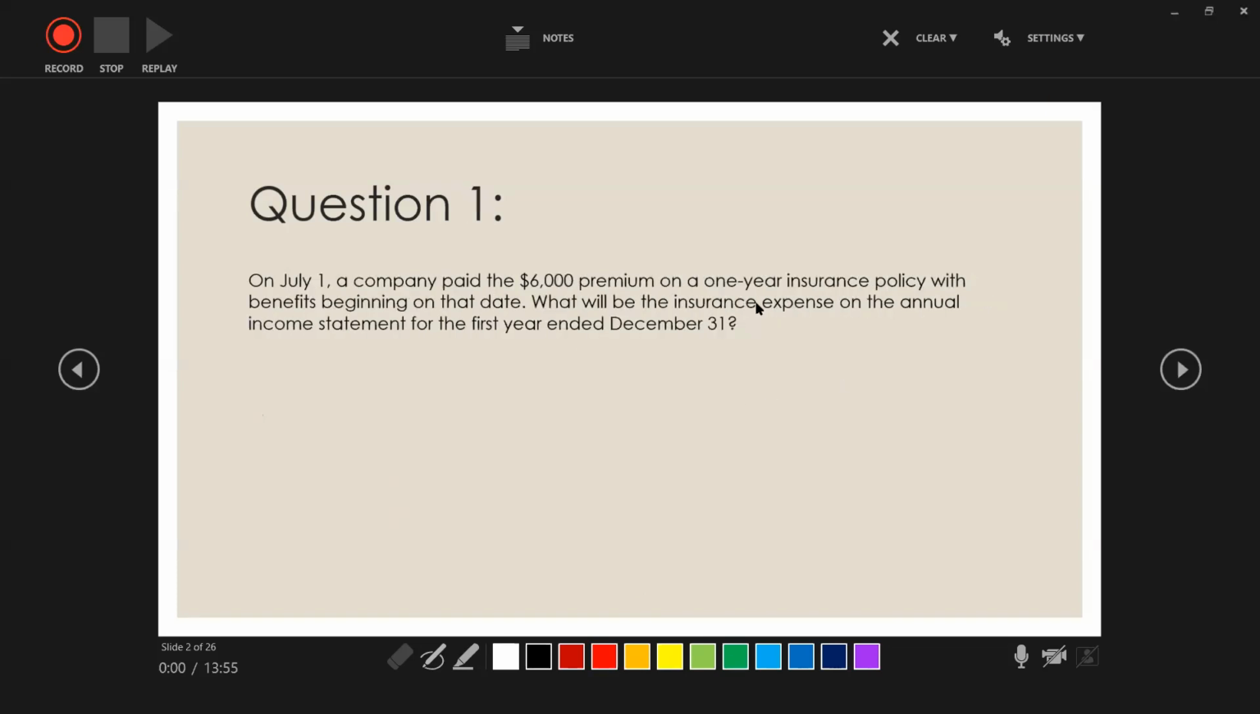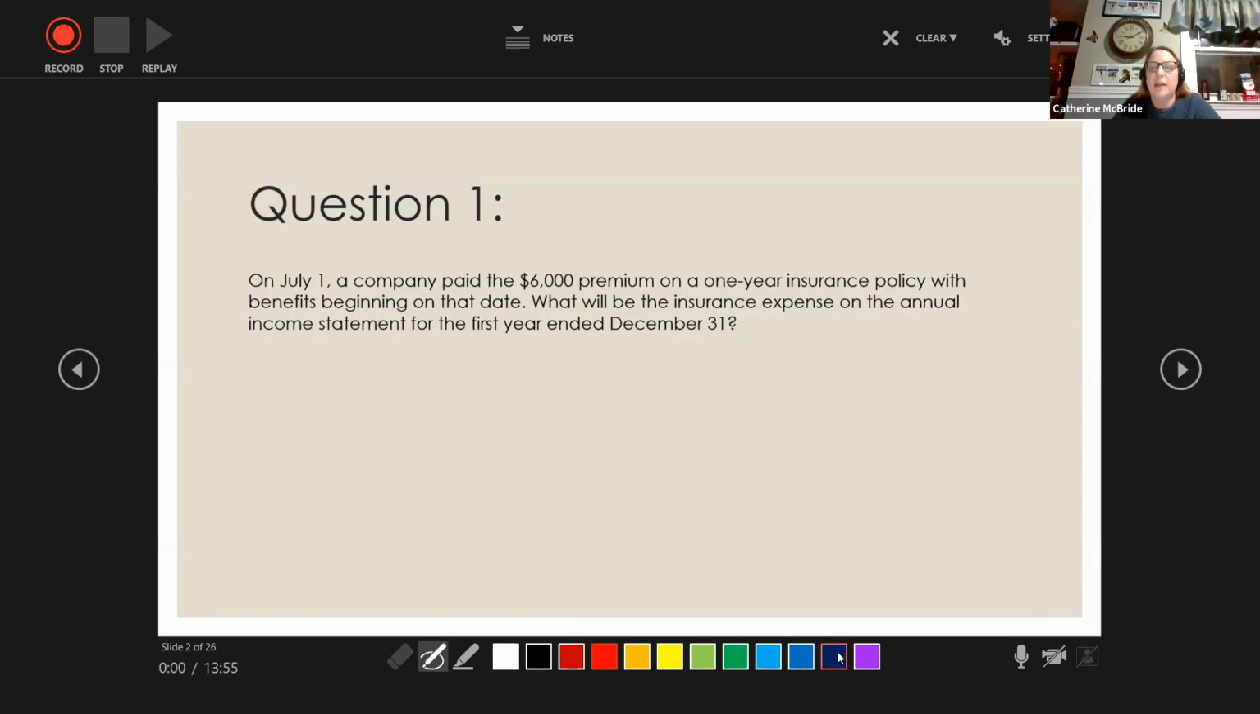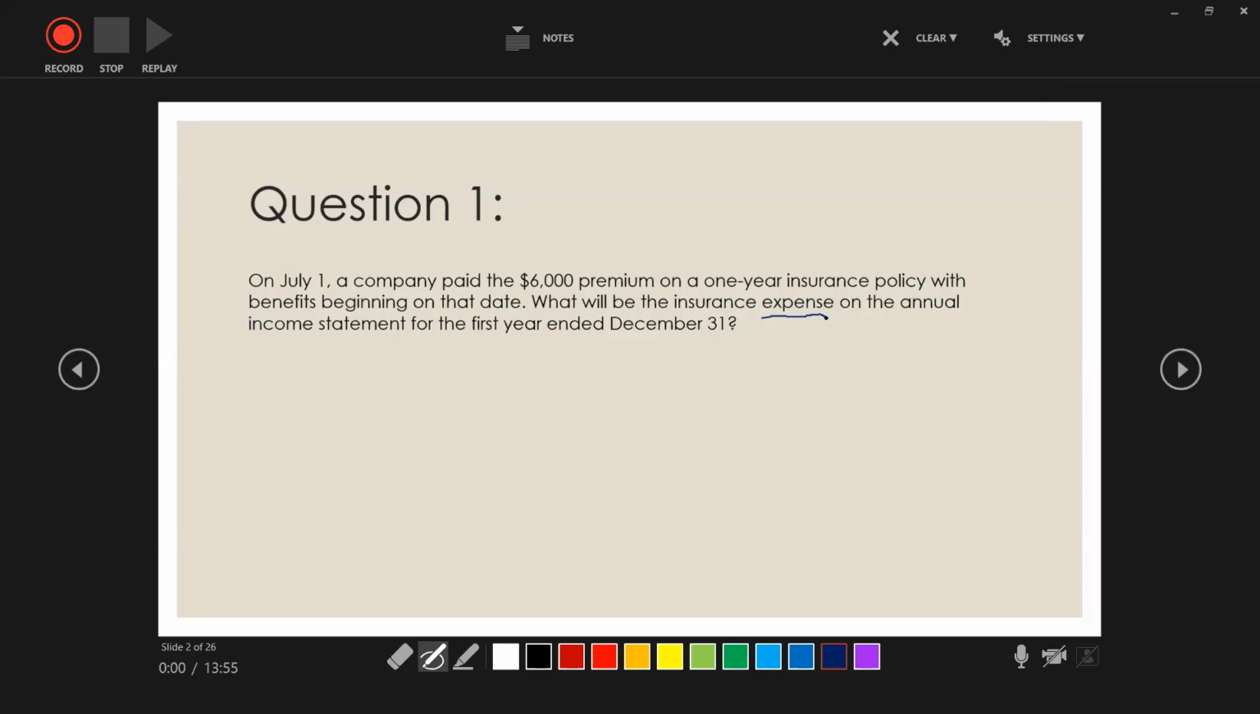$6,000 prepaid, or paid for the year. We know $6,000 was prepaid for the whole year, right? So if we prepaid $6,000 for the year, when did we do it? It's really important to pay attention to dates on all of the adjusting entries, because dates are what will trip you up easily. July 1st.